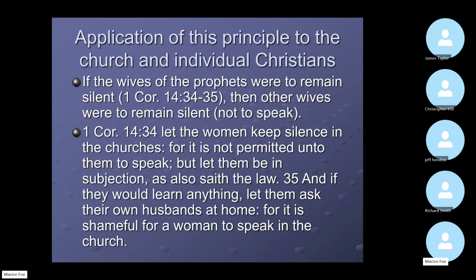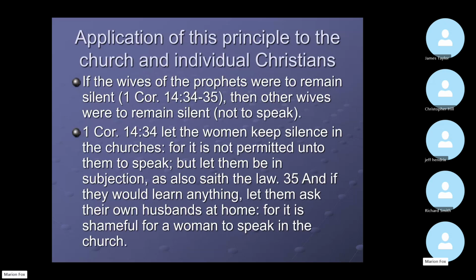Let's look at the passage that the women keep silence in the churches, for it is not permitted them to speak. Now, to speak there is a present infinitive, to be a speaker. But let them be in subjection, as also saith the law. And if they would learn anything, let them ask their own husbands.